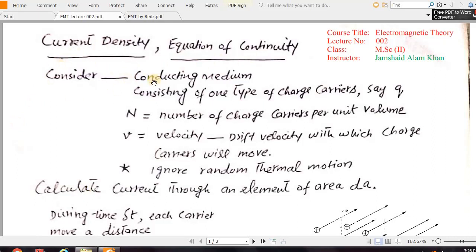Let us consider a conducting system consisting of one type of charge carrier, say q. We are going to focus on only one type of charge carrier. The number of charge carriers per unit volume is represented by capital N, and the velocity, actually known as the drift velocity, with which the charge carrier will move, is represented by v. Here in this case, we ignore the random thermal motion of the charge carriers. Let us now calculate the current through an element of area dA.